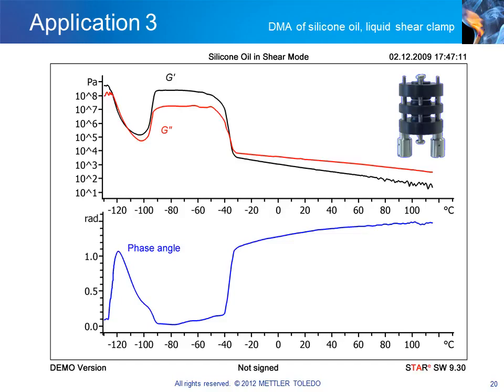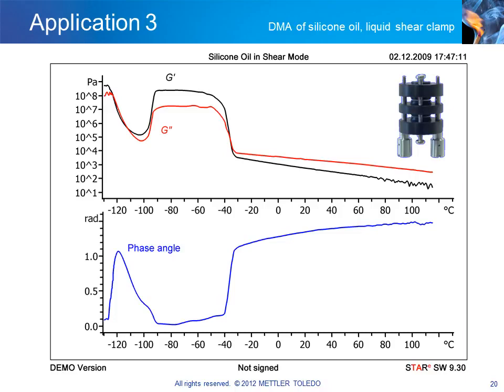This slide displays the results obtained from silicone oil, measured in a shear sample holder specially designed for liquids. The sample holder containing the sample was installed in an instrument which had already been cooled to -150 degrees. Under these conditions, the sample was not able to crystallize and was in an amorphous state at the beginning of the measurement.